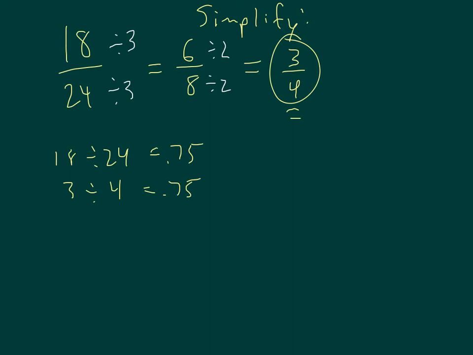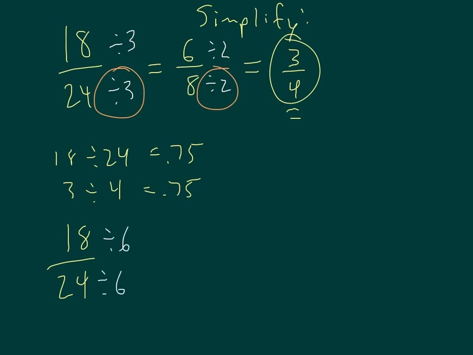But what could we walk away from? Well, the next time we see 18 over 24, maybe we take a look at, we had divided by 3 and divided by 2. 3 and 2 are factors of what number? Or 3 times 2 gives you what value? You say, well, 6. Take a look at the original problem, 18 over 24. Had we divided by 6 on top and bottom, that would have yielded an answer of 18 divided by 6 is 3, 24 divided by 6 is 4. And there you have it.